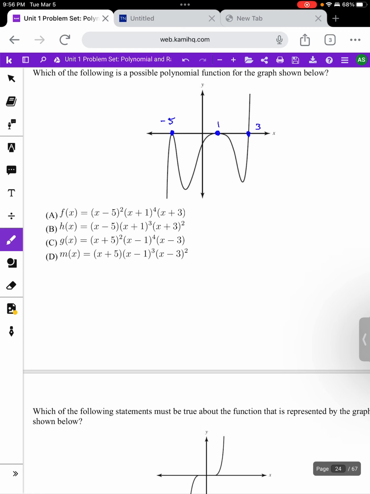There's not really another way to write this. I think that they're putting these negatives here to confuse you because they want you to think, oh, it's x minus 5, but you know better that it's not x minus 5. It's going to be x plus 5, and it's going to have a multiplicity, which means it's going to have a power. So it's not this one, right? And then x minus 1, that would be at the positive 1, also with a multiplicity. And then x minus 3, so this is going to be C.